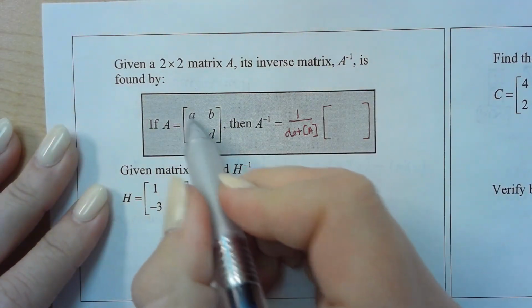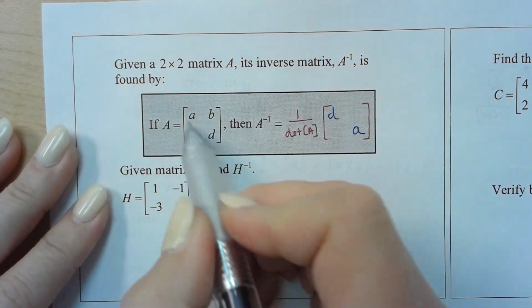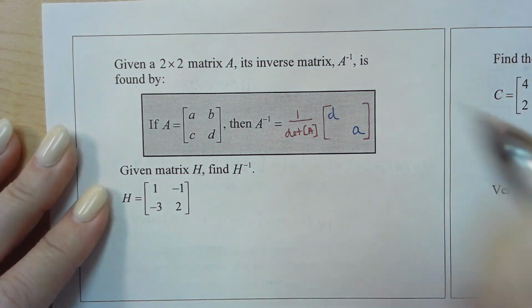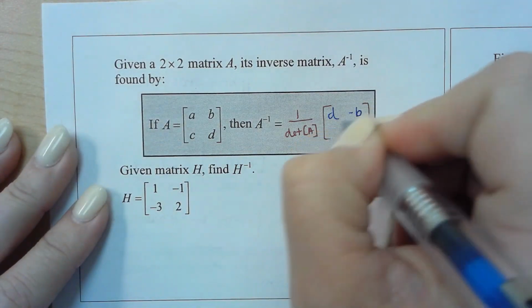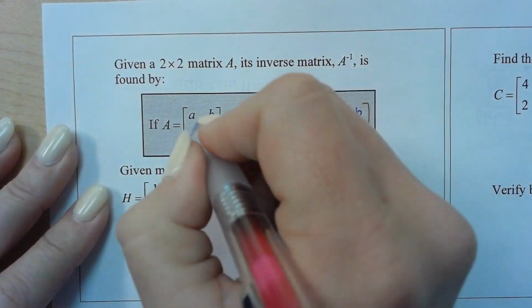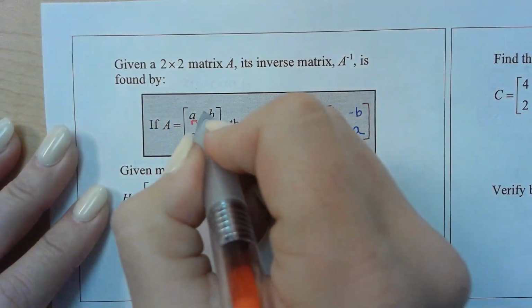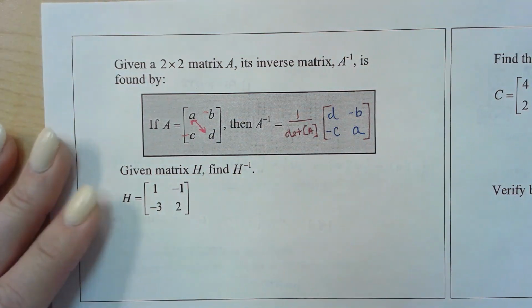We are going to switch A and D. So they switch places. And then we're going to change the signs of the other 2. So we switch the main diagonal. We change the signs of the other diagonal.